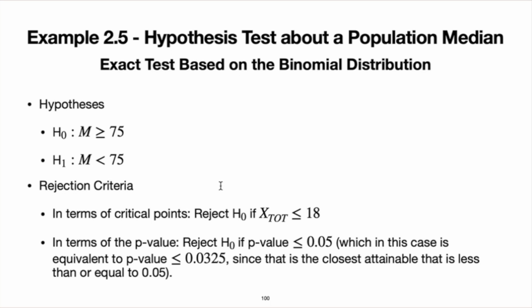In terms of the critical point, we're going to reject the null hypothesis if x tot is less than or equal to 18. In terms of the p-value, we would reject if the p-value is less than or equal to 0.05. Again, which in this case is equivalent to rejecting if the p-value is less than or equal to 0.0325, since that's the closest attainable significance level for a left-tailed test in this situation that is less than or equal to 0.05.